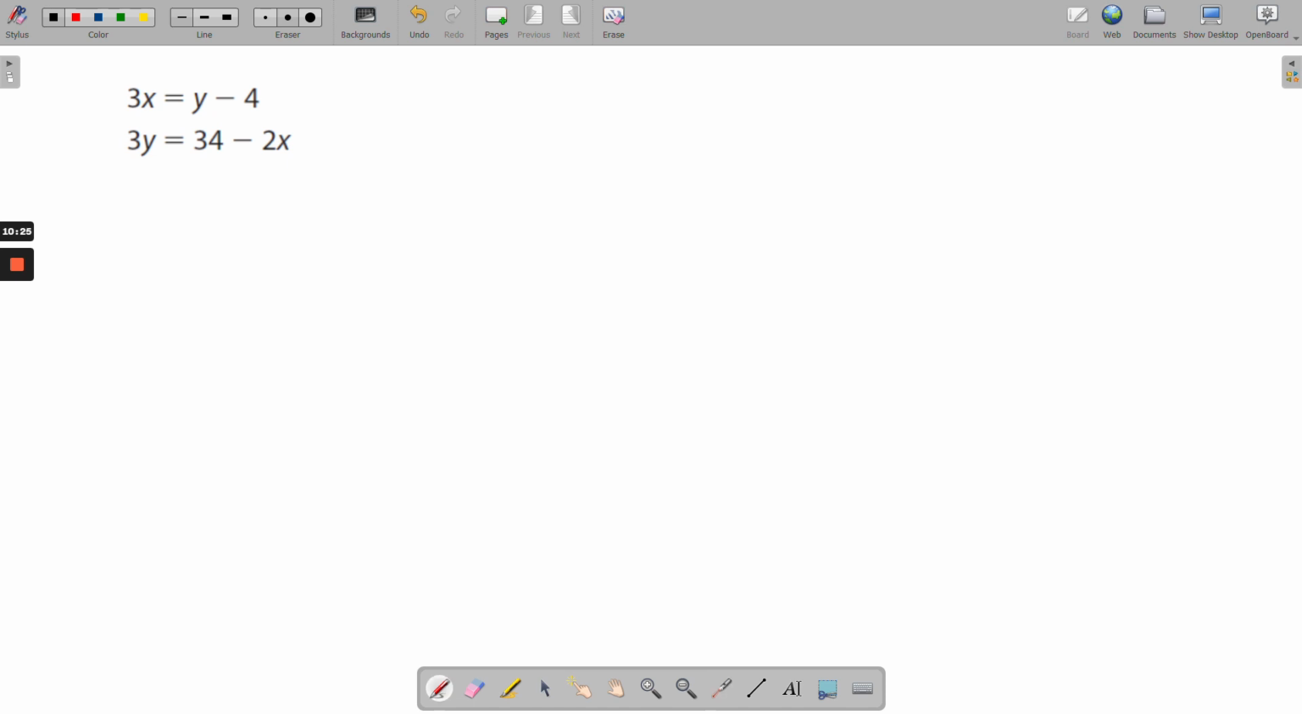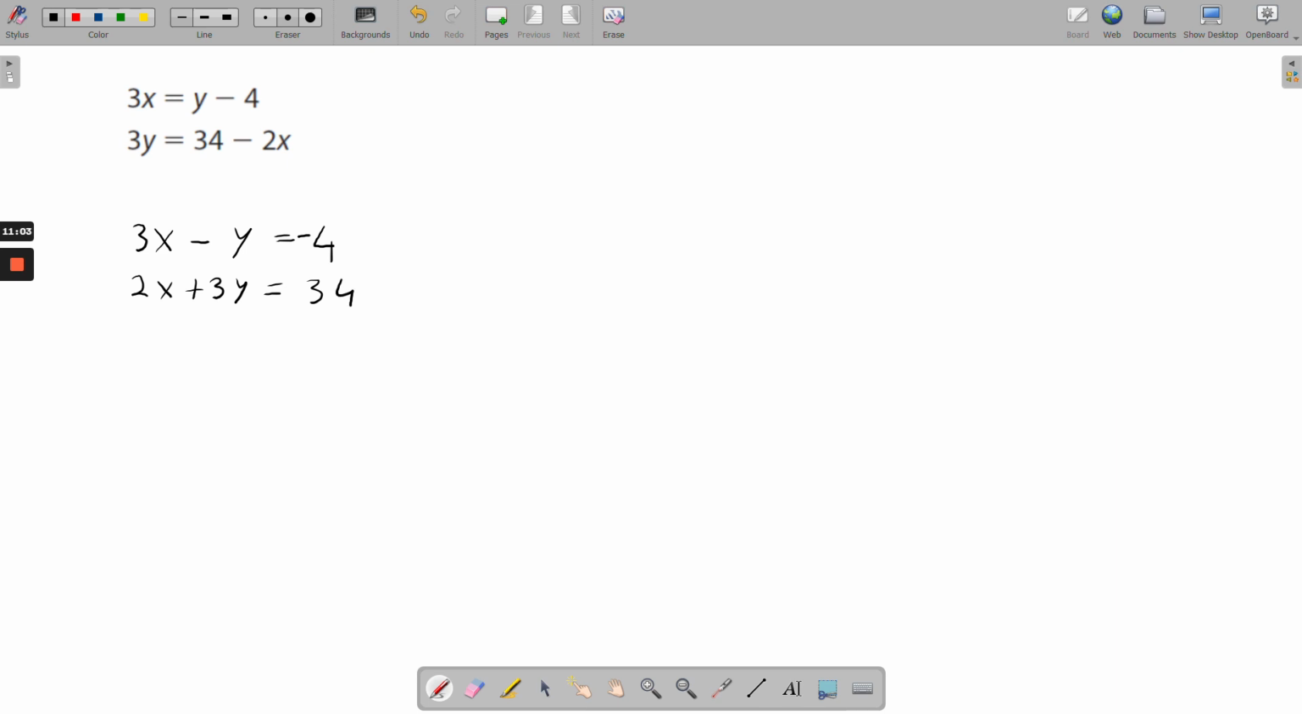So take the first line. So we keep 3x there. We're going to then move our y over. And you remember when you move something over, you just need to change the sign. So we get minus y, and then we can leave 4 where it is. So we get a negative 4 there. And then we're going to keep our 3y where it is. We're going to move our 2x over, remembering to change our sign, it becomes a plus 2x. So you get 2x plus 3y is equal to 34.